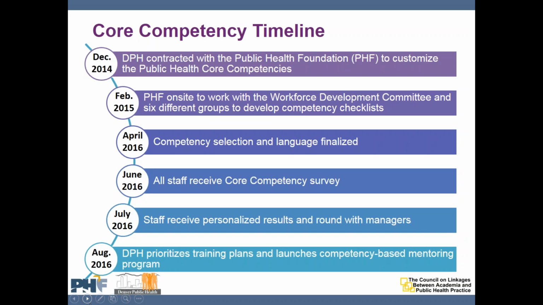So this timeline that you see on the screen here shows the activities that led up to our survey implementation, which first occurred in June of 2016, so 1 year ago. Starting in December of 2014, we had over 60 people, so almost a quarter of our department, participate in conversations with the Public Health Foundation who came on site to us, and they talked about the importance of the core competencies. They helped us think about how we should categorize our staff for the survey implementation and what competencies should be included in that survey itself.